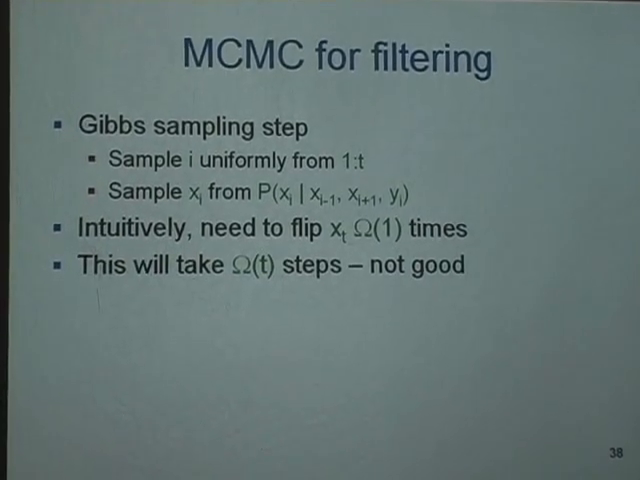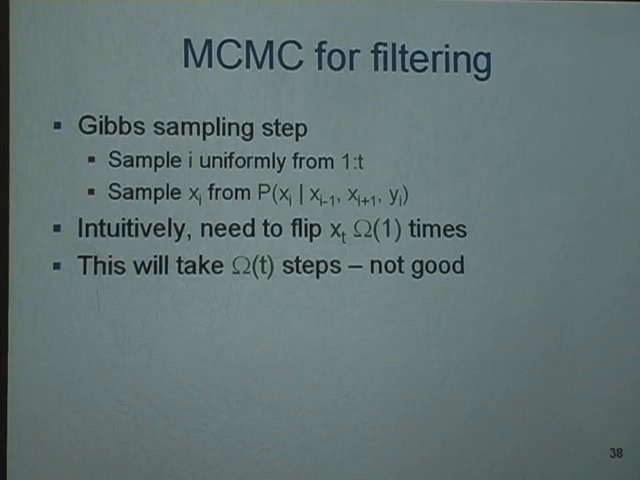So if you look at the Gibbs sampling step, right? Sample i uniformly and flip xi's value. So intuitively, because we care about getting a good estimate of xt, the tth hidden state, we'll need to flip that at least a constant number of times, and that's going to take t steps right there. So it's not good, because we don't want an algorithm whose time is growing with t.